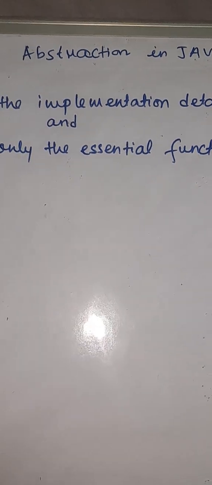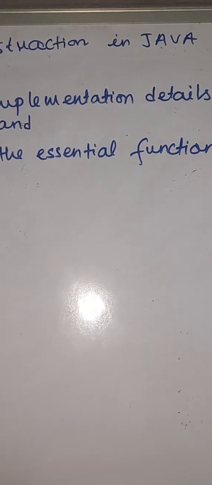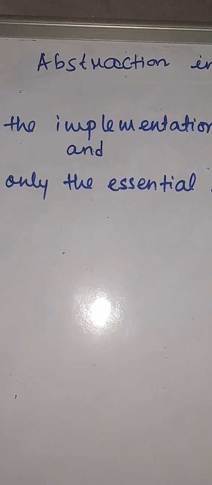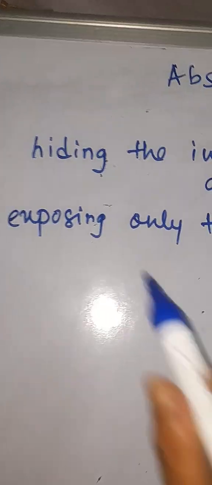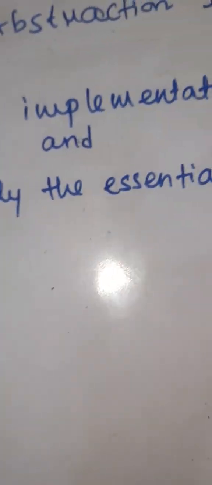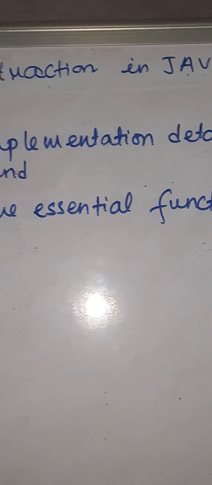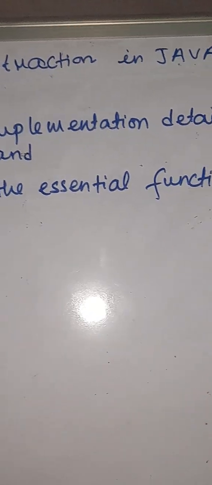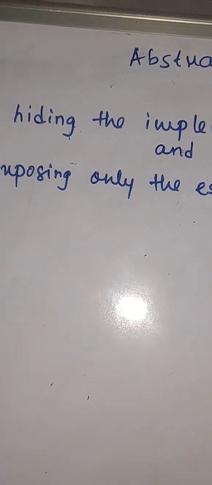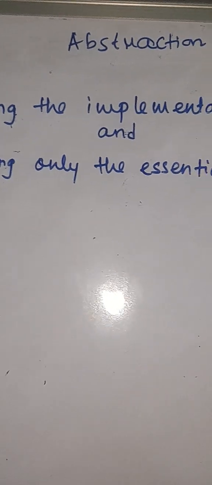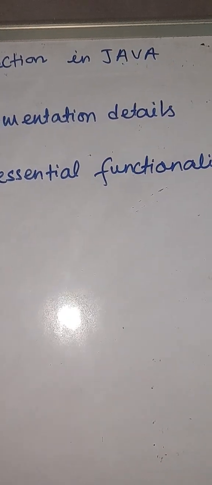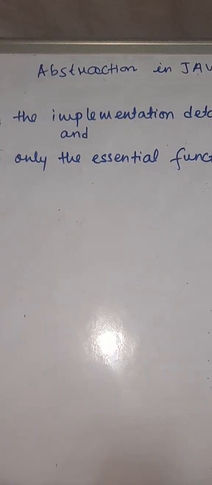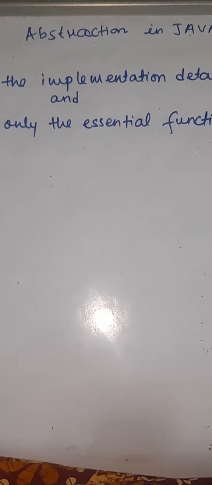So today we learn abstraction in Java. What is abstraction? Abstraction in Java is basically hiding the implementation details. Any complexity of the implementation details will be hidden, exposing only the essential functionalities. That is known as abstraction in Java. It is hiding the implementation details and exposing the essential functionalities.